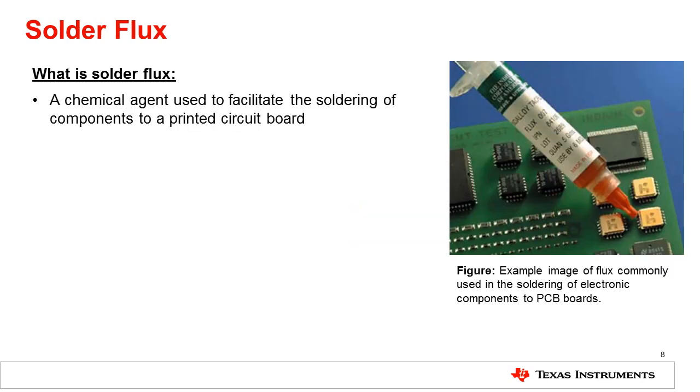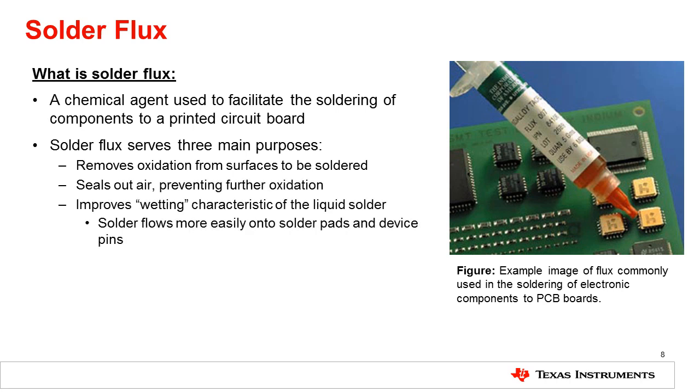As discussed in the previous slides, electrical measurements can be impacted by the cleanliness of a printed circuit board. Therefore, it is important to understand common processes that can relate to an increase in PCB parasitics. Solder flux is commonly used during the PCB assembly process and board prototyping. Recall that flux is a chemical agent used to facilitate soldering of components onto a PCB. Three of the main purposes are oxidation removal from the surface of the PCB, sealing out air preventing oxidation, and improving the wetting characteristics of liquid solder.